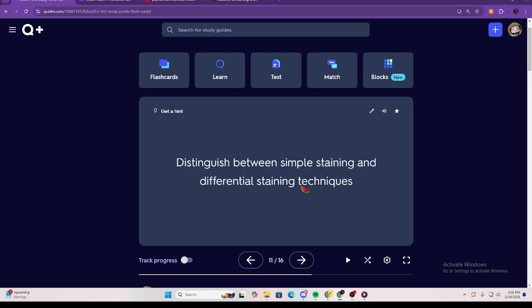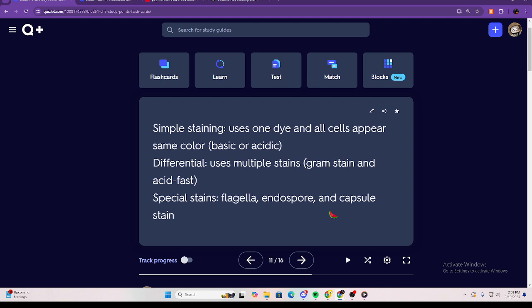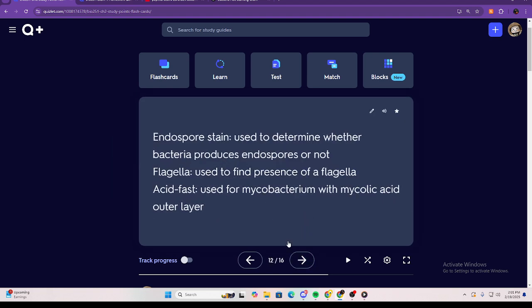Distinguish between simple staining and differential staining techniques. Simple staining uses your basic and acidic dyes, and all the cells appear the same color. Differential staining, like gram stain or acid fast stain, uses multiple stains, so you're using the safranin and the crystal violet. Special stains like flagella staining, endospore staining, and capsule staining are used to identify whether or not that bacteria has that structure. I just went over that.